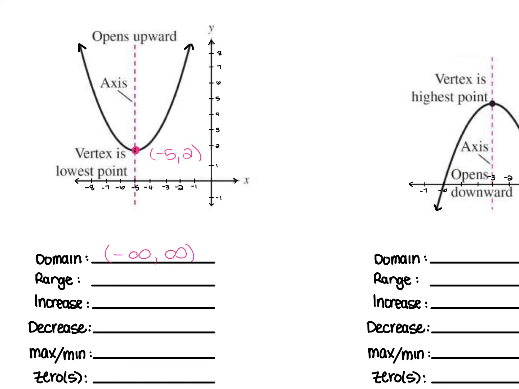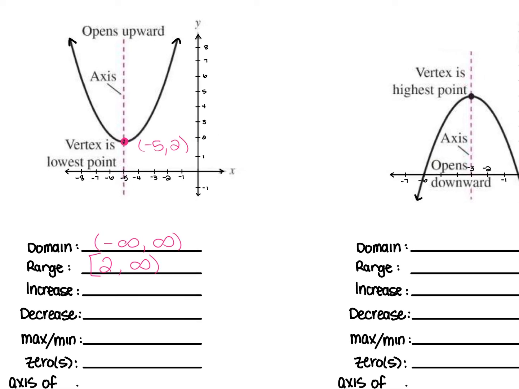From here, take your range. What's your lowest value, lowest y value from this graph? Y, up and down. 2. It includes that 2, so we're going to put a bracket on it. Where is this line going? Infinity. So your range is from 2 to infinity, including the 2.